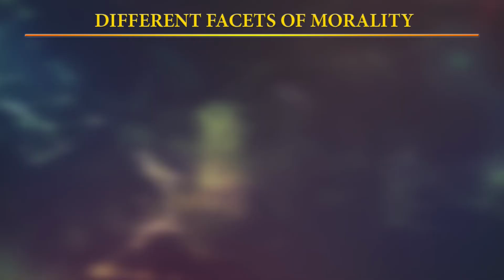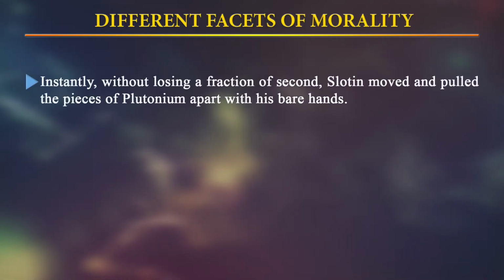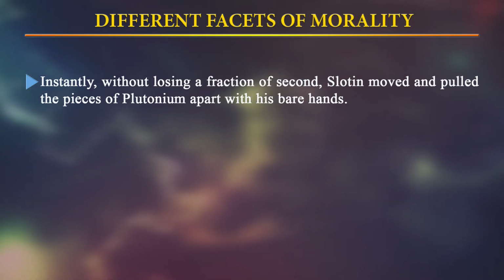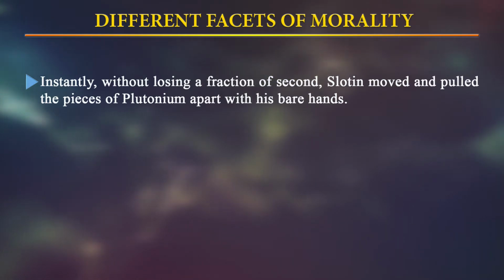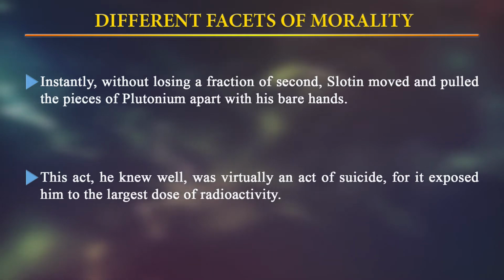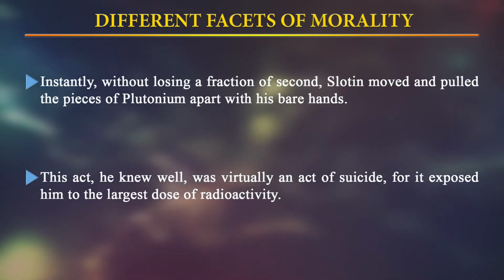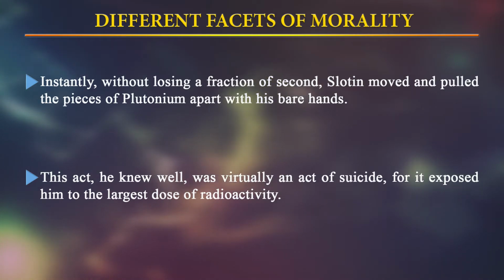So what happened? Instantly, without losing a fraction of a second, what did Slotin do? He moved and pulled the pieces of plutonium apart with his bare hands, which was, let me tell you, a very dangerous thing to do. This act, he knew well, was virtually an act of suicide, for it would have exposed him to the largest dose of radioactivity. But he did not lose a fraction of a second.